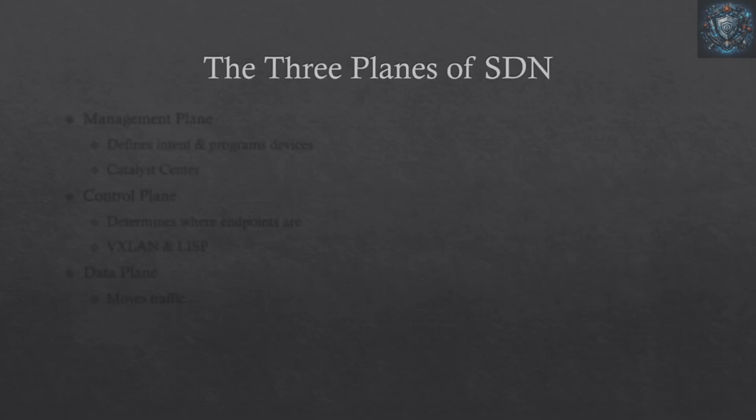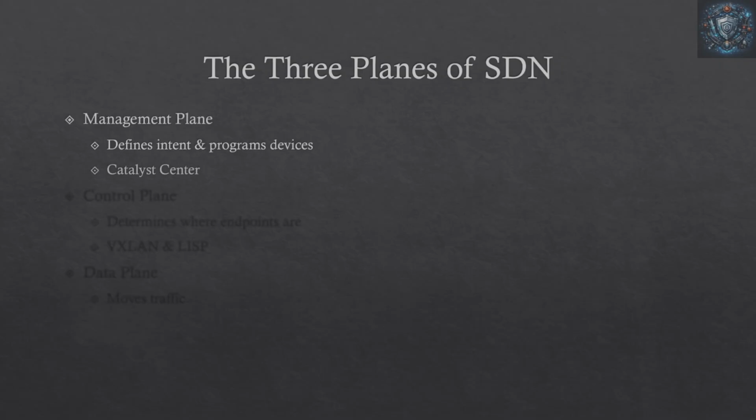Now, there are 3 planes when we're talking about software-defined networking. And logically, from top to bottom, we have the management plane first. What the management plane does is it contains those centralized controllers that automate configuration, they push policies, and they provide visibility across the infrastructure. So something like Cisco Catalyst Center would sit in the management plane area.